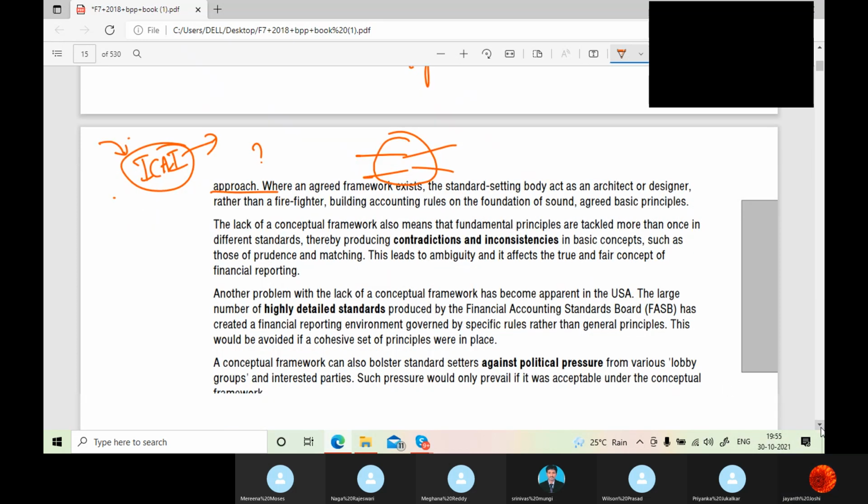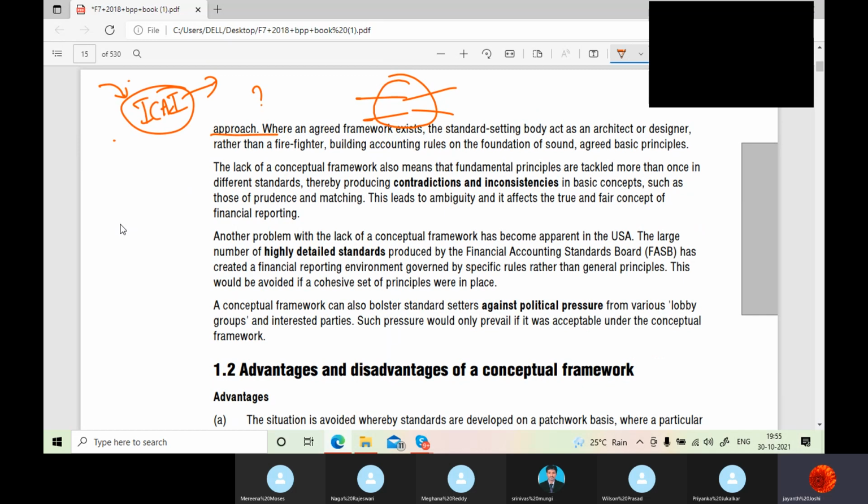Now, standards say that things should happen in this way. This is the procedure you should follow for this particular transaction. This transaction should be dealt with in this way. So that is based upon concepts. But if some political parties or some government interfere in all that, then definitely they would make the standards in their favor. So that won't work out. That is happening in some of the countries now.